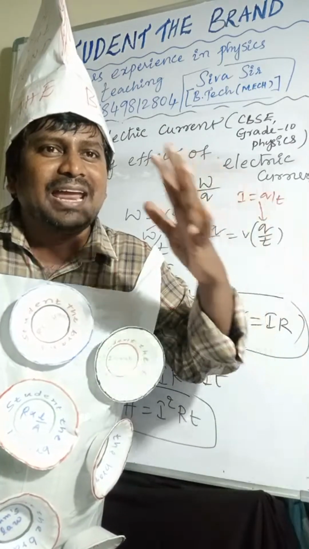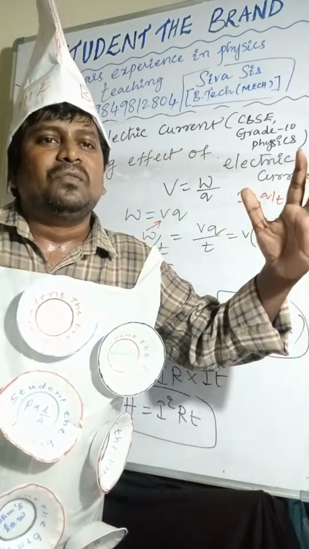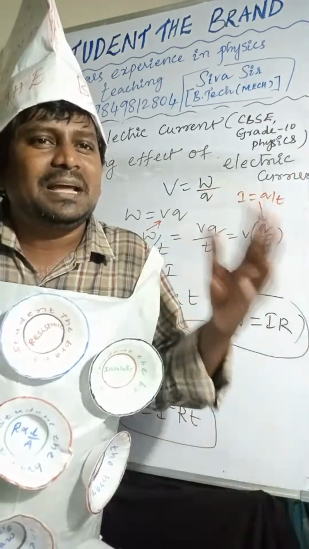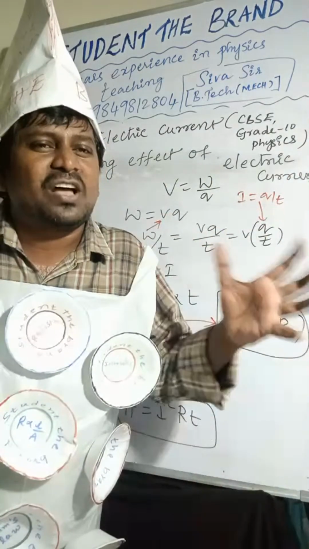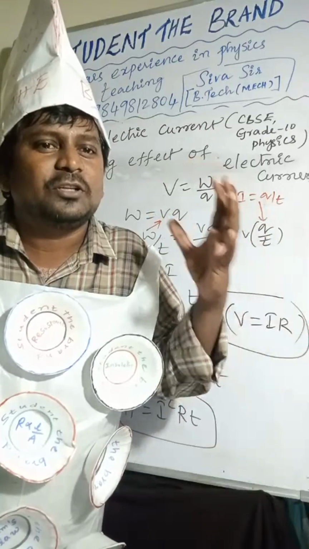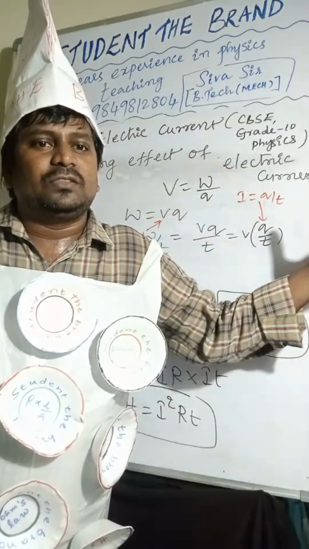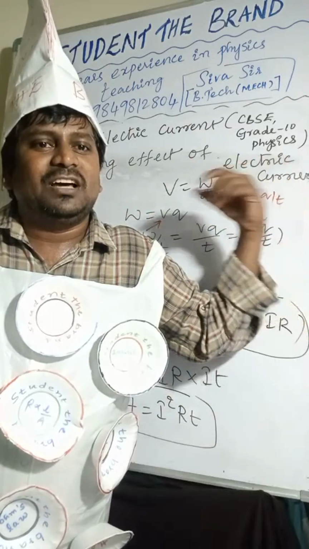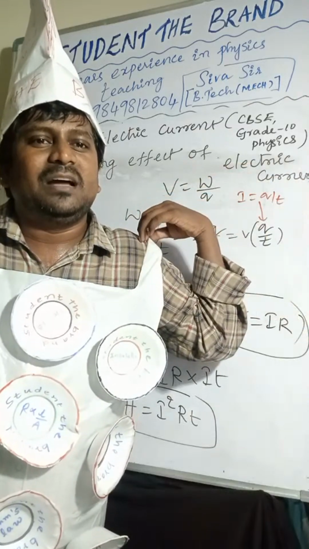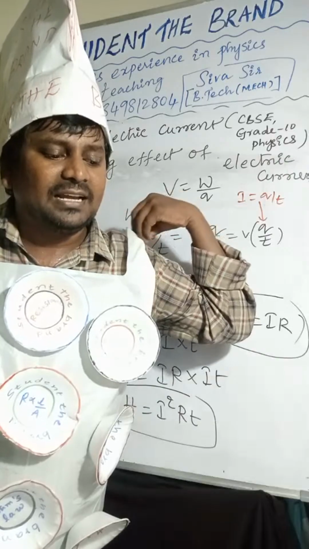V equals I R. Ohm's law: V equals I R at constant temperature. The potential difference across a metallic conductor is directly proportional to the current flowing through it at constant temperature.